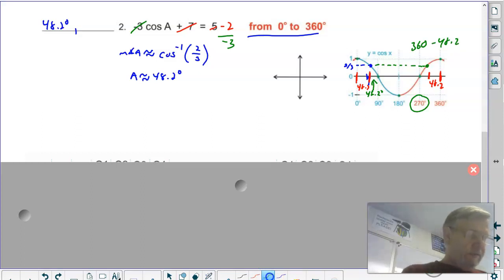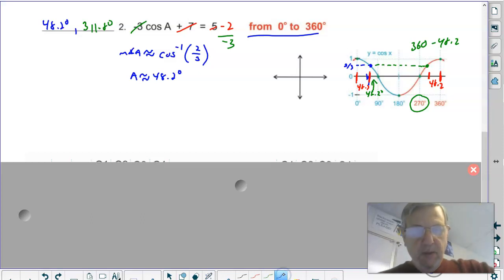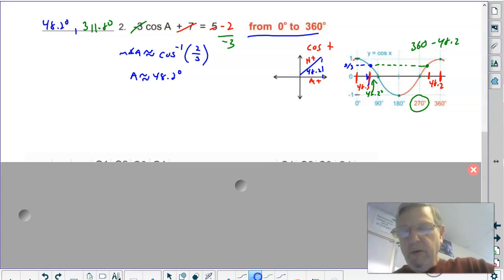360 minus 48.2, and that is 311.8 degrees. Now, let me show that to you radially. All right, so we are at 48.2, and this time we are doing a cosine. So again, you have to pay attention to your trig function. And we have a positive cosine. Why? Because the adjacent in quad 1 is positive, and the hypotenuse is always positive. So we are in quad 1.